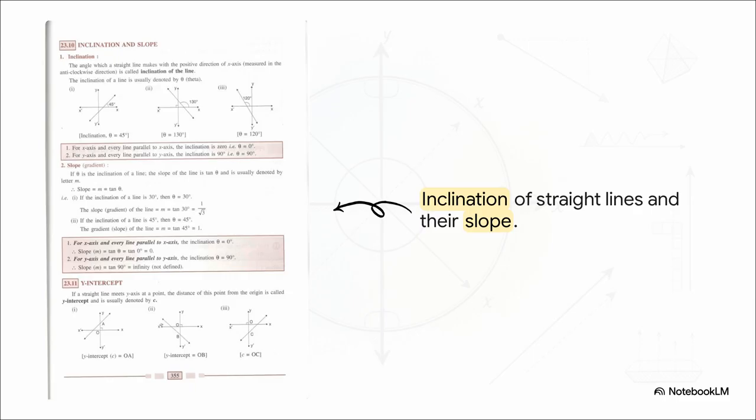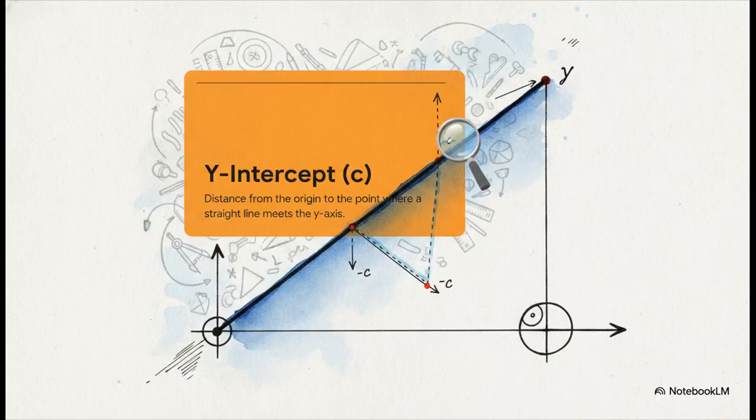Now think about it. If a line is totally flat, parallel to the x-axis, its angle is 0, so its slope is 0. But if it's a straight vertical wall, parallel to the y-axis, its angle is 90 degrees, and its slope is actually mathematically undefined. No way around it. Okay, so the slope tells us the steepness of the line, right?